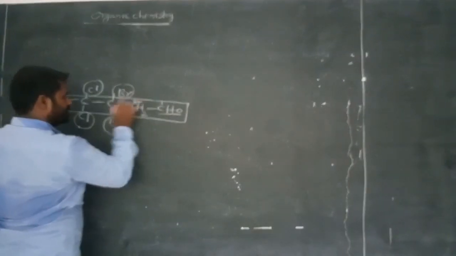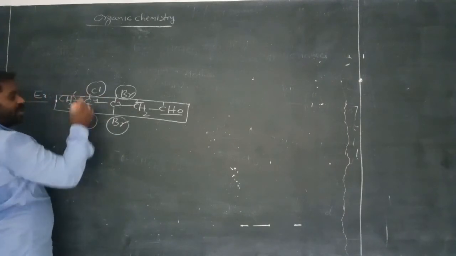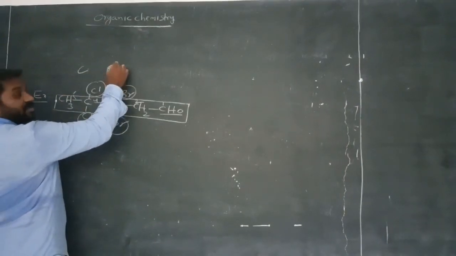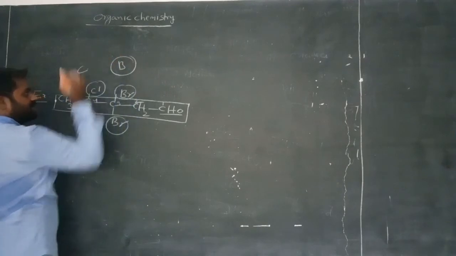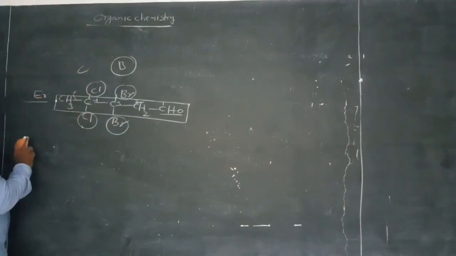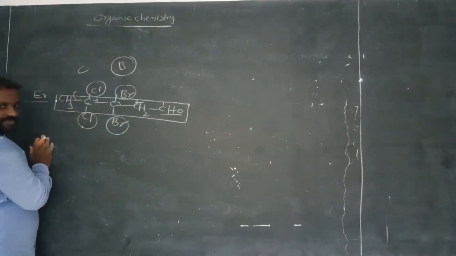Give the numbering 1, 2, 3, 4, 5. Chlorine, what is the first letter? C. And bromine, what is the first letter? B. Which one comes first? Bromine. Okay. So first the primary suffix. Is there any primary suffix? That means, is it cyclic or not?